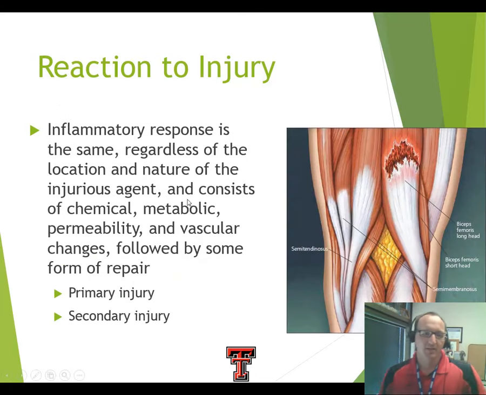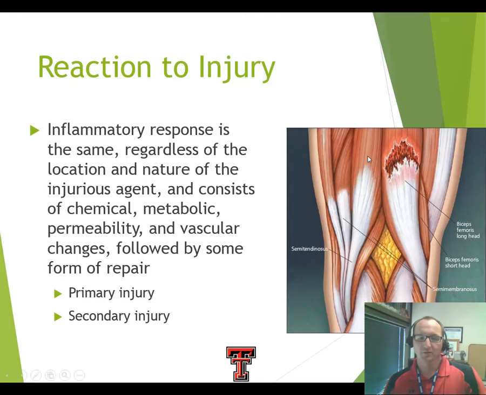Okay. Inflammatory response is the same. It doesn't matter where it is. It doesn't matter what triggered it. It's a chemical process. It's a metabolic process. There are changes in cell membrane permeability. There are changes in the surrounding vascular structures. And then eventually we'll get some sort of repair.